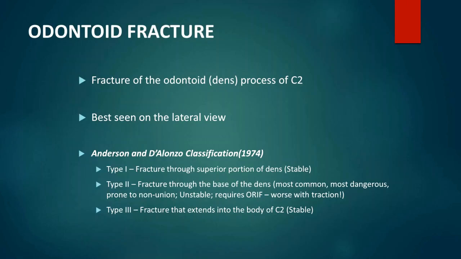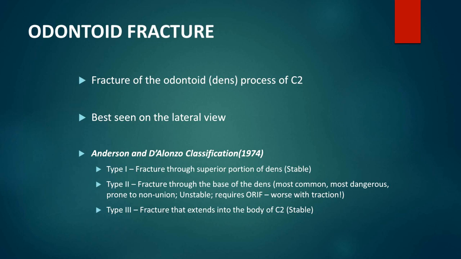Odontoid fractures. This is the fracture of the dens or the odontoid process of C2. It's best seen on lateral views or odontoid views. There are the Anderson and D'Alonzo classifications that break them into three types. Type one is a fracture through the very superior portion of the dens. This is a stable fracture. Type 2 and type 3 are both unstable fractures.